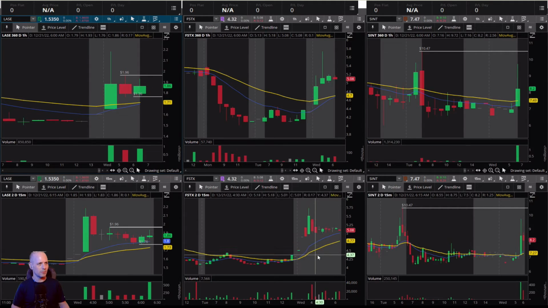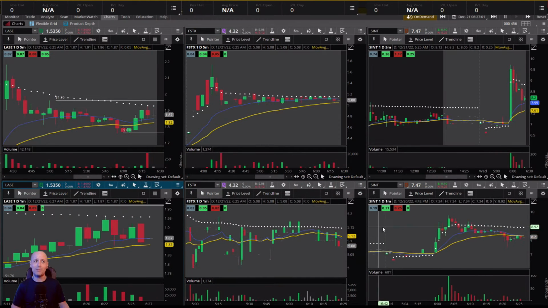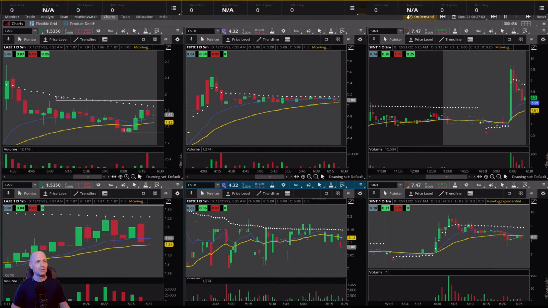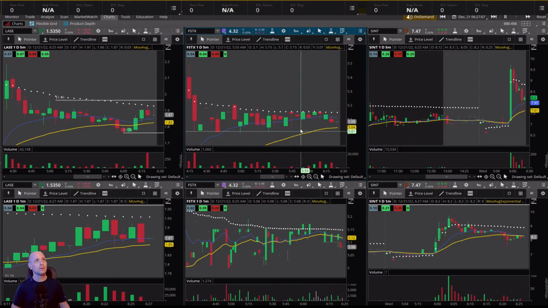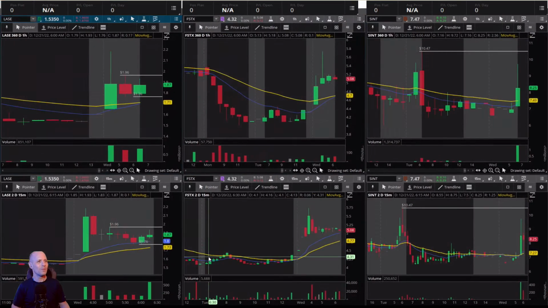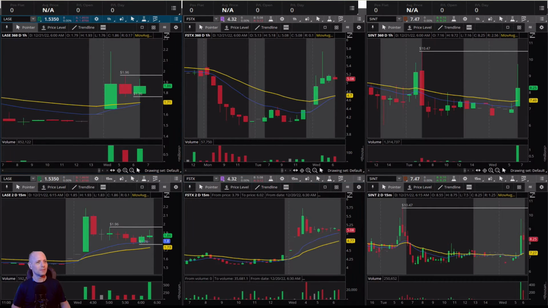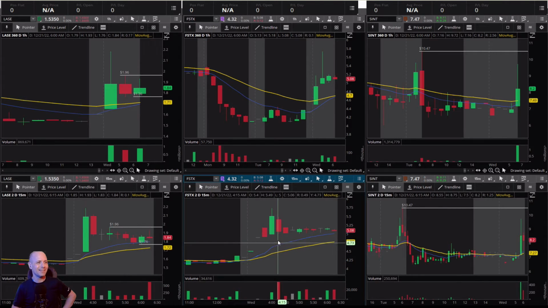FSTX is another one. It's really light on volume, guys, so I'm not really sure I'm going to trade it. If we see some volume coming into it, I'll probably get interested in it. But right now there just wasn't a whole lot of other stocks to put up here. Inside bars, just like over here, we have inside bars on the hourly, and it's a tightening range.